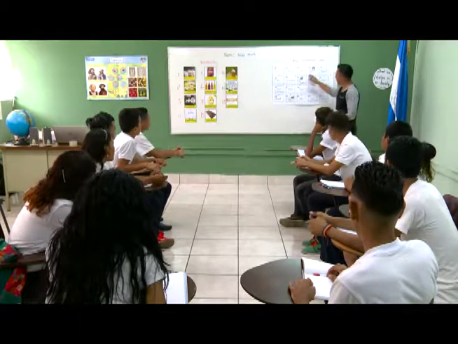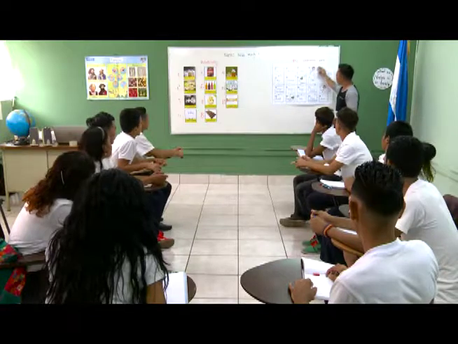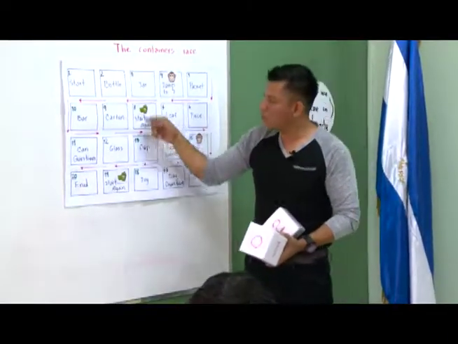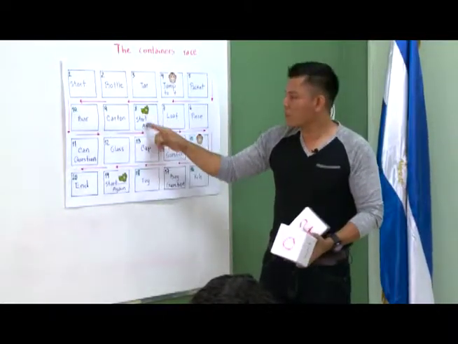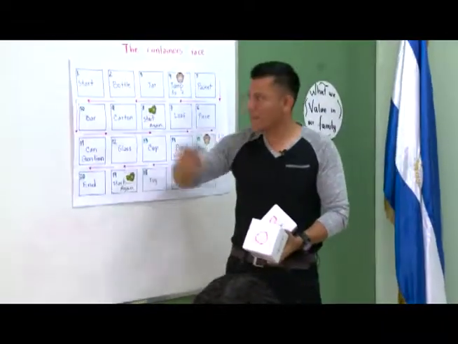So if you land on number 4, for example, you have this monkey. You're going to jump to 7. If you land on number 8, which is the crocodile, you're going to start the game again.